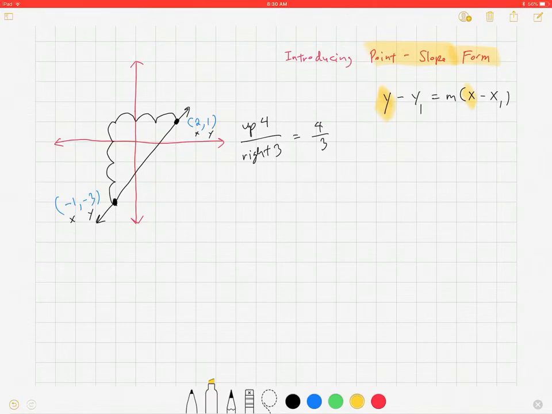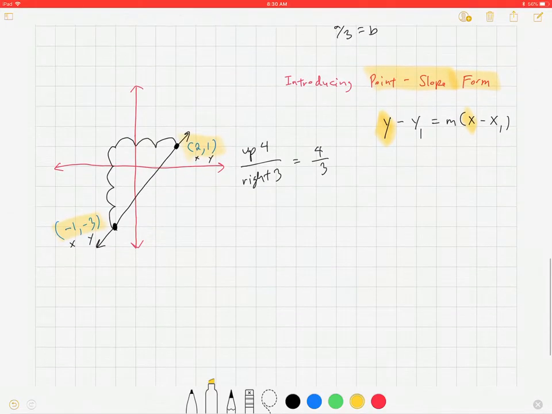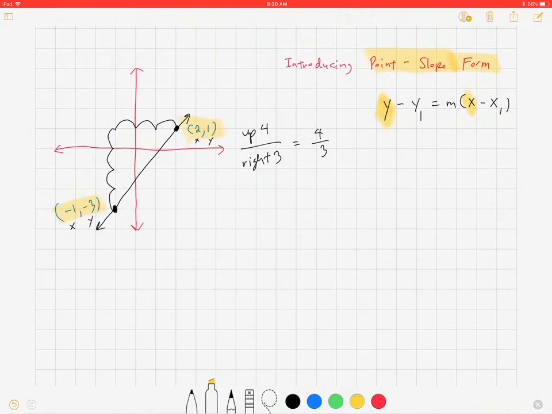Now this time, remember (-1, -3) and (2, 1). You still have to put those numbers into the point-slope equation. So where do they go? They go right here, where the x1 and y1 are.